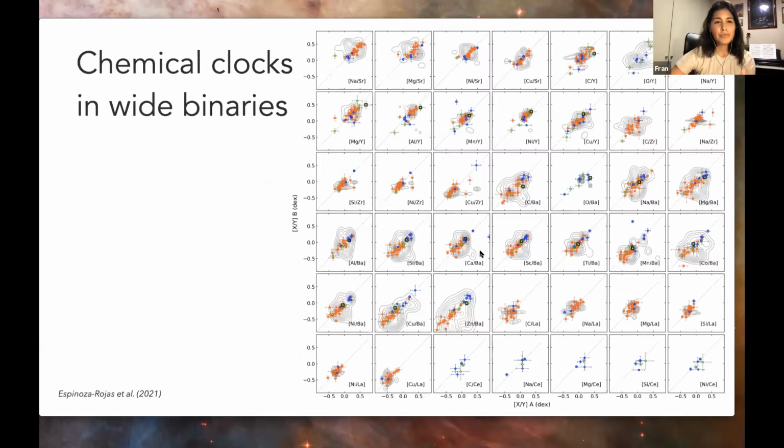So now, moving on to the important part of the work, we did the same exercise, but with chemical clocks, and we found that they are very consistent among the components of white binaries, since you can see that they follow a nice one-to-one behavior, while random pairs, also shown as gray contours, seem to be remarkably more dispersed.